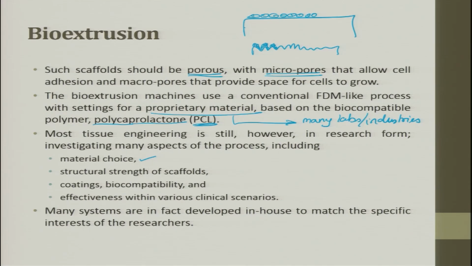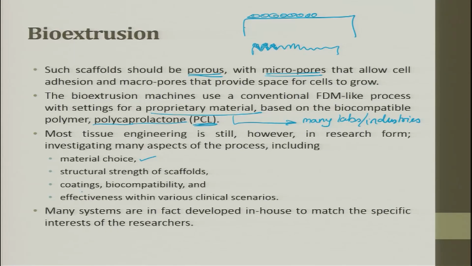Today, the technology of the process engineering has gone to such an extent that they decide what to add, what not to add. They can functionalize, they can coat, whatever they want they can do. Next is structural strength of the scaffold, then coating and biocompatibility can be done, effectiveness with various clinical scenarios. So, these are some of the aspects which are done.